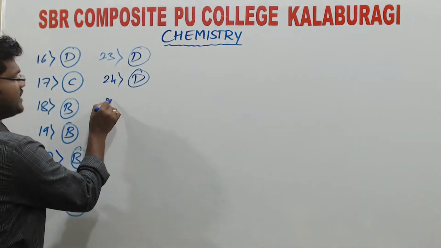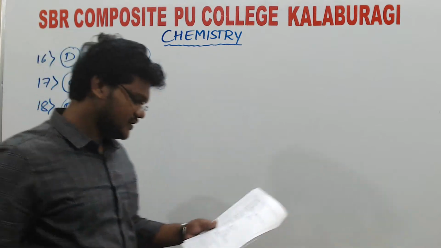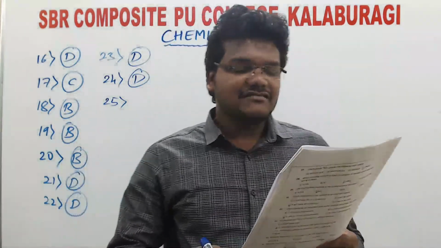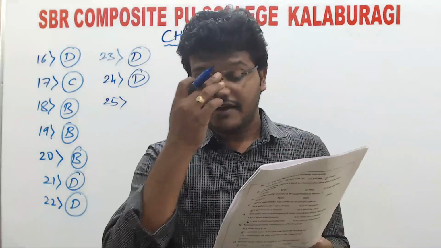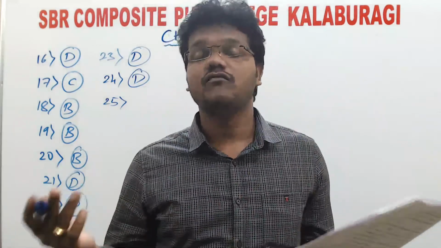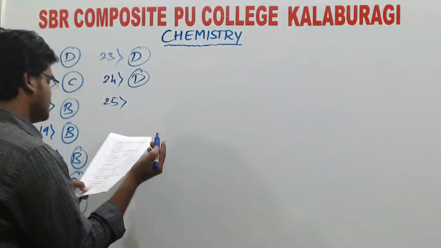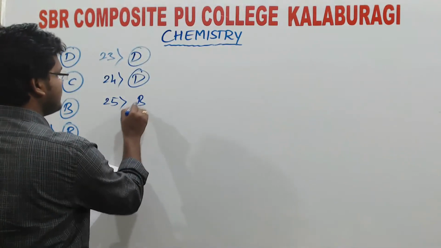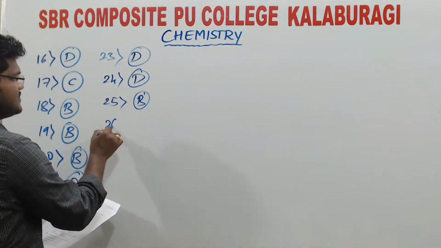That is nothing but my 25th. Benzene reacts with CH3Cl in presence of anhydrous AlCl3 to form what? Obviously, it is Friedel-Crafts alkylation, toluene, B. So 25 is what? B. So let's go for 26.